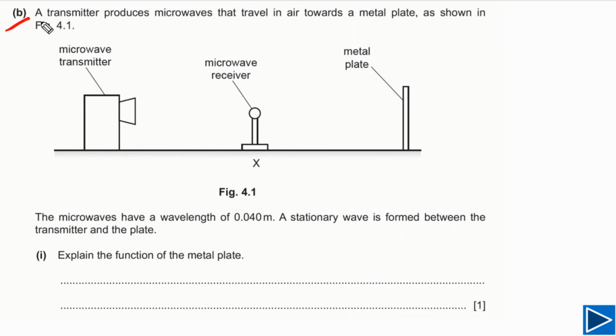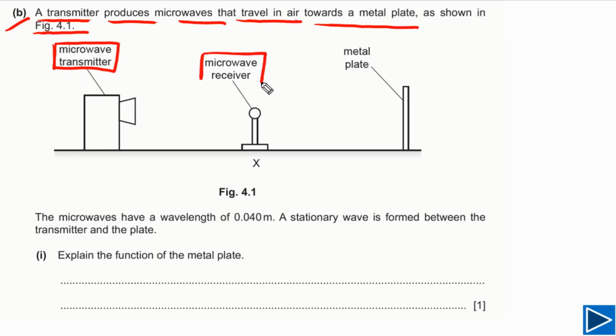For part B, it is given to us that a transmitter produces microwaves and these microwaves are traveling in air. Air is the medium, very important. And they're moving towards a metal plate. The experimental setup is shown in figure 4.1. We can see here we have a microwave transmitter. We also have a microwave detector, or simply we can say a microwave receiver. A metal plate is also placed at the end.